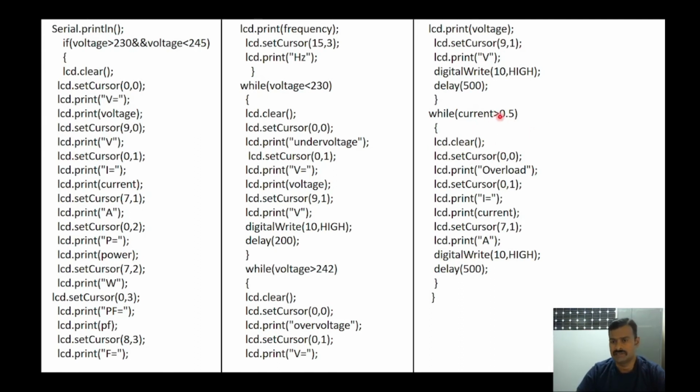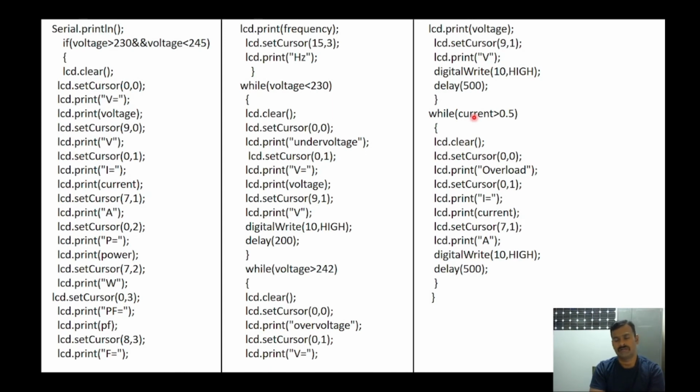So this current, if it is greater than 0.5, as I declared here, it is going to turn off if the load current is greater than 0.5, and also it will display that it is an overload condition. Similar to this, I can write for power factor also. If the power factor is less than 0.9, it can turn off the power, or it can send a message to the supplier or a consumer.